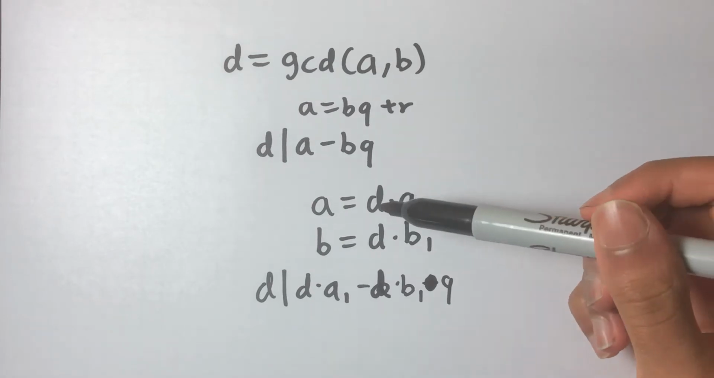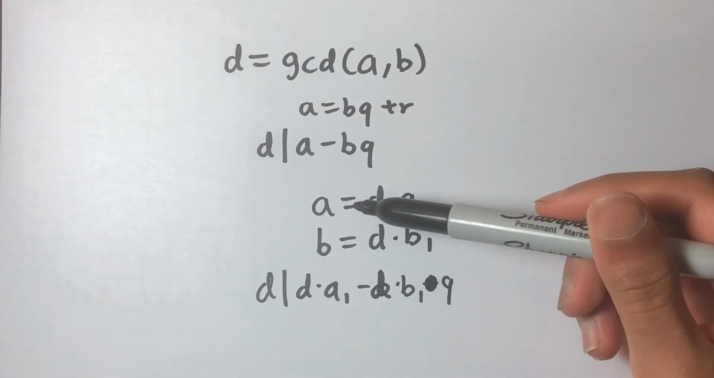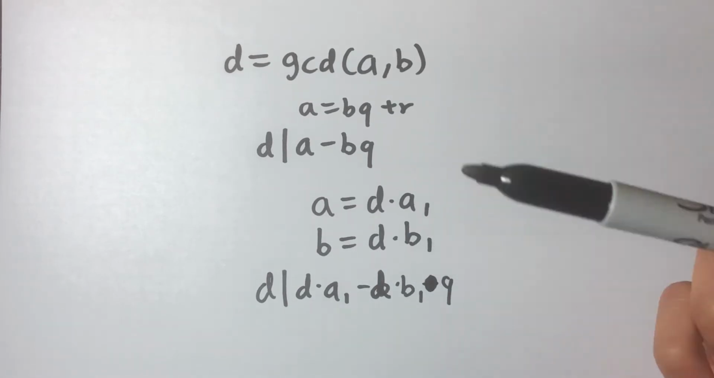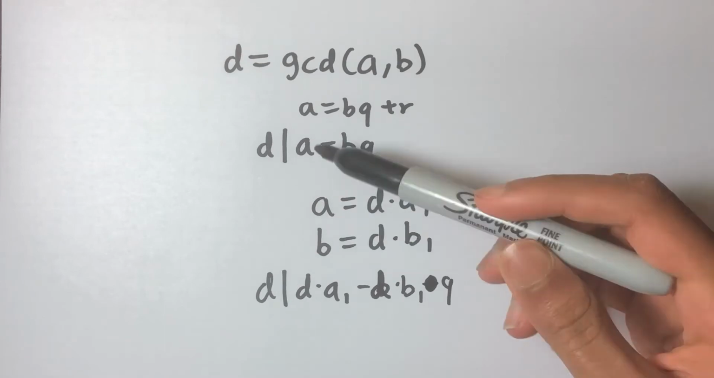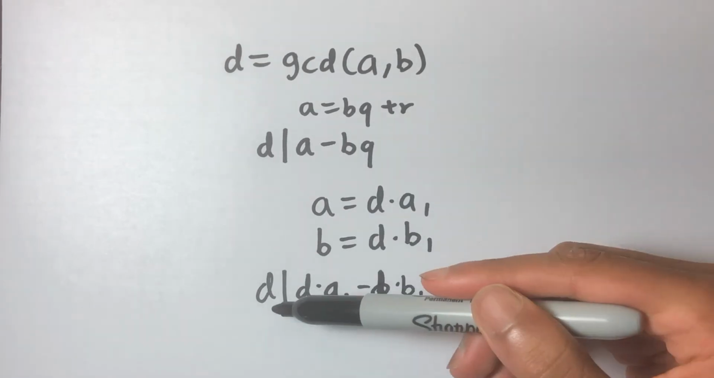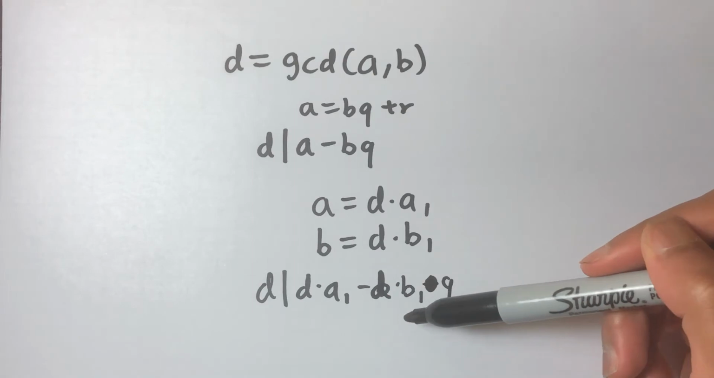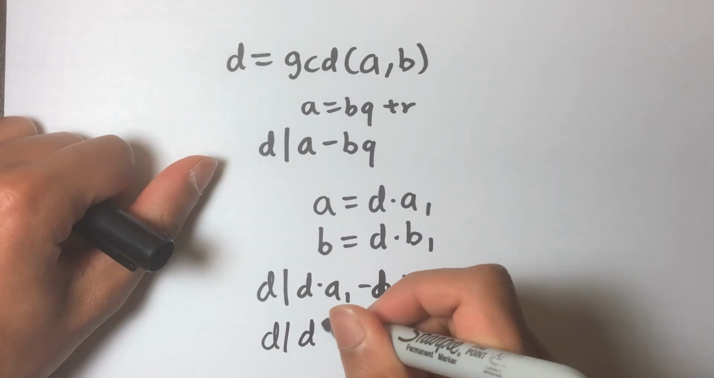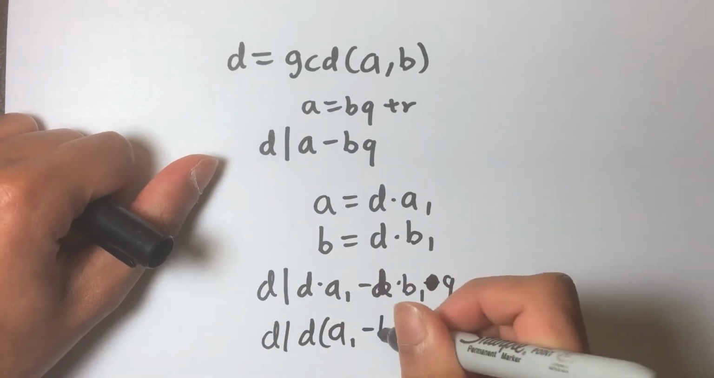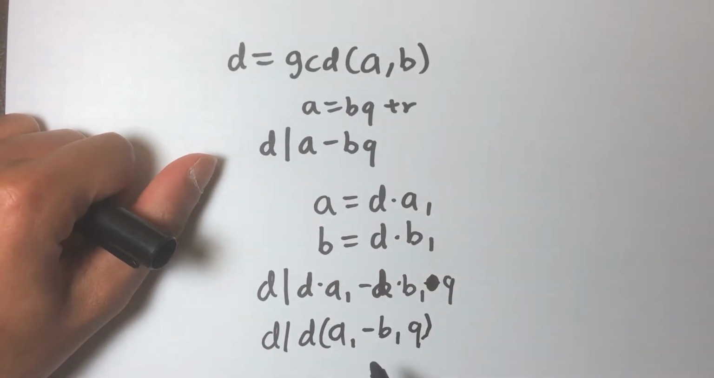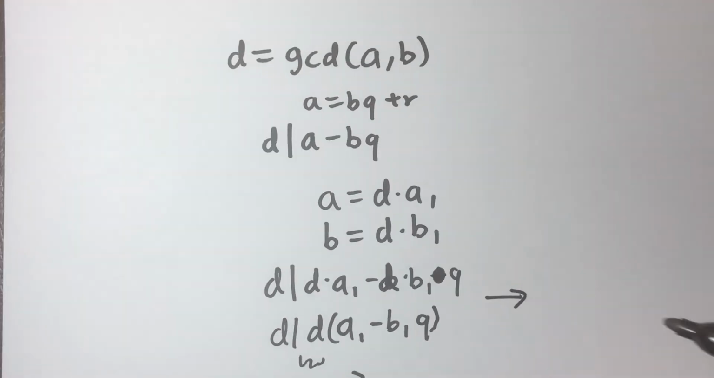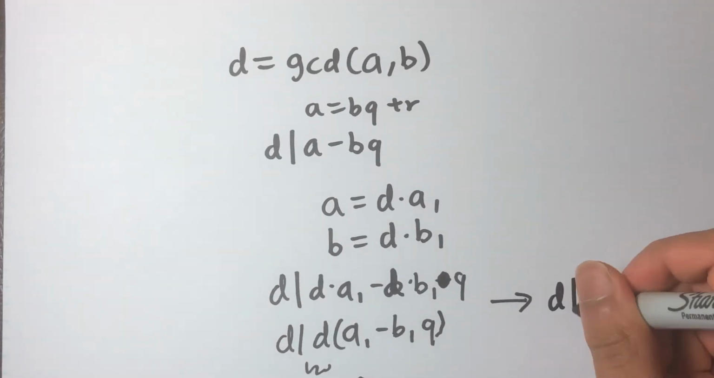Since we know that d divides both a and b, we can substitute a equals d times a1 and b equals d times b1, where these two are integers. Then we substitute a and b into our expression up here, and we get d divides d times a1 minus d times b1 times q. We can factor this as d divides d times (a1 minus b1q). And this is obviously true because d divides itself, and it's going to divide itself multiplied by any integer as well. Therefore, we can conclude that d divides r.